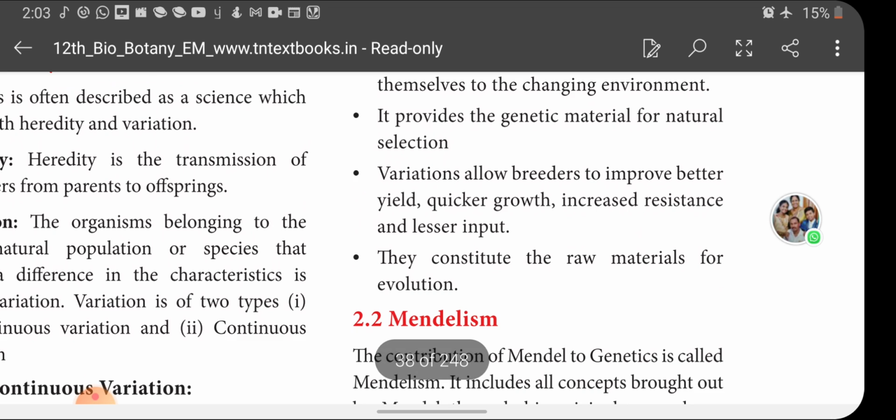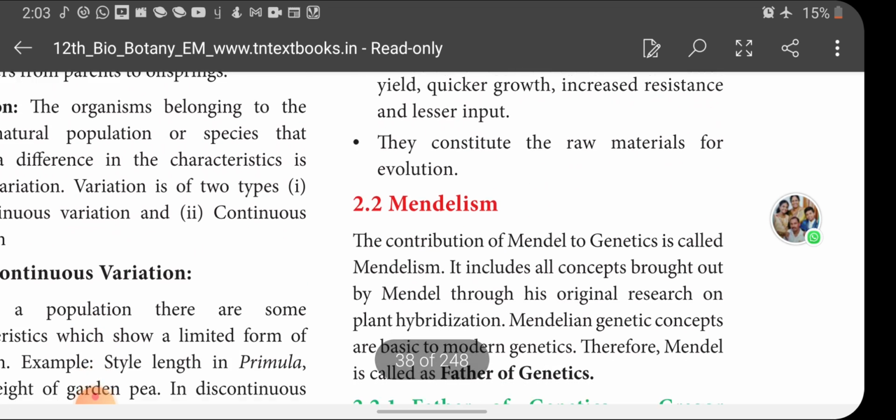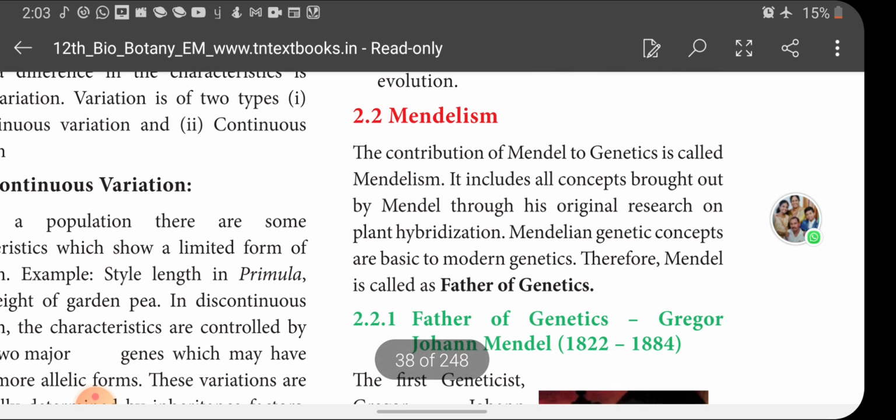This is a 3 mark or 5 mark question, children, please bracket it. Next is Mendelism. The contribution of Mendel to genetics is called Mendelism. It includes all concepts brought out by Mendel through his original research on plant hybridization. Mendelian genetic concepts are basic to modern genetics. Therefore, Mendel is called the father of genetics.